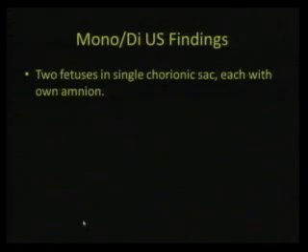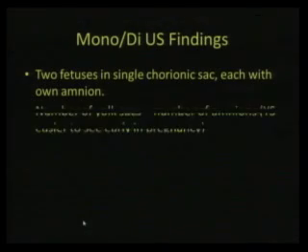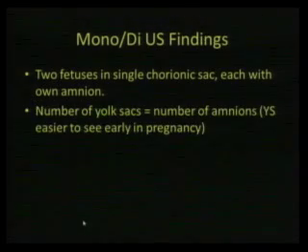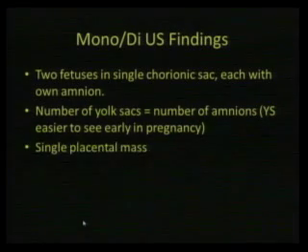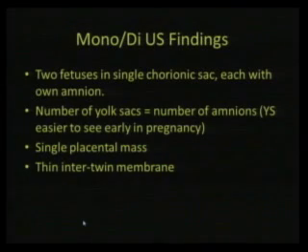So mono-di ultrasound findings, basically you're going to have two fetuses in a single chorionic sac, but each is going to have their own amnion. Remember, the number of yolk sacs equals the number of amnions. But remember that the yolk sac is a lot easier to see, especially early in pregnancy. You're going to have a single placental mass as opposed to two placentas. And then you may actually see that thin inter-twin membrane.